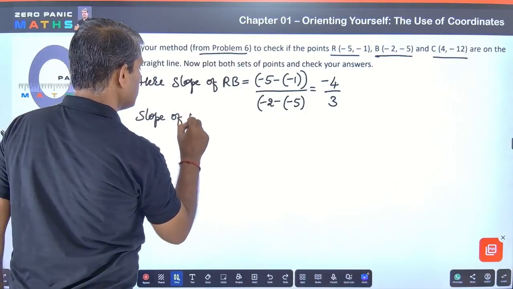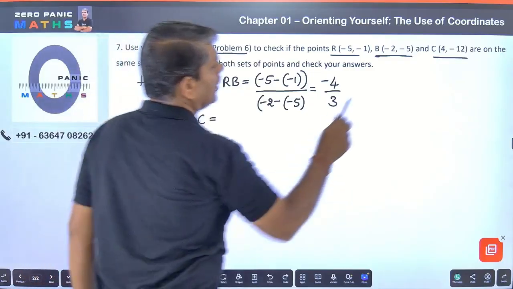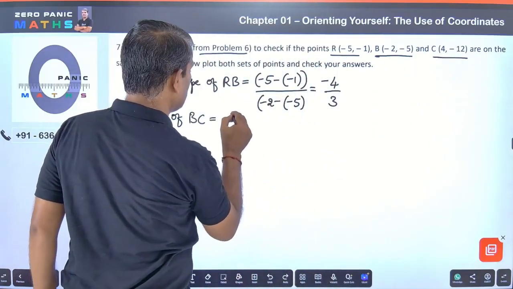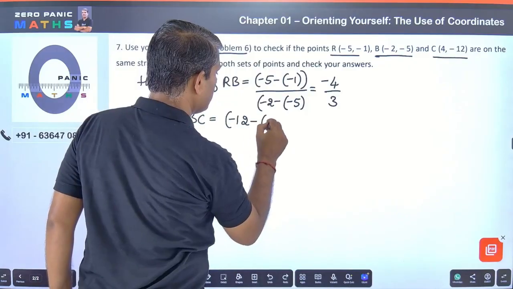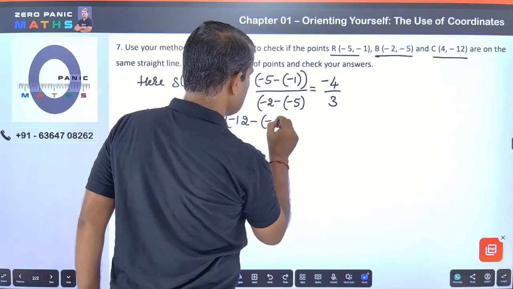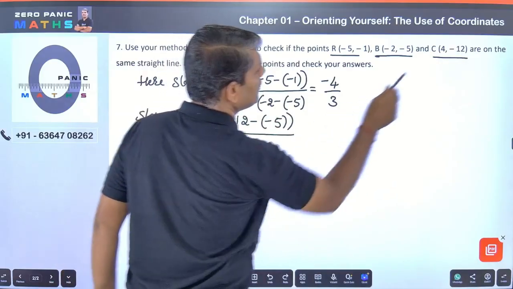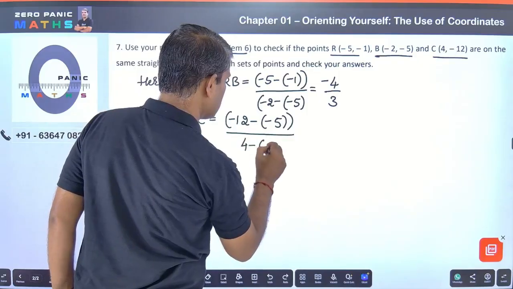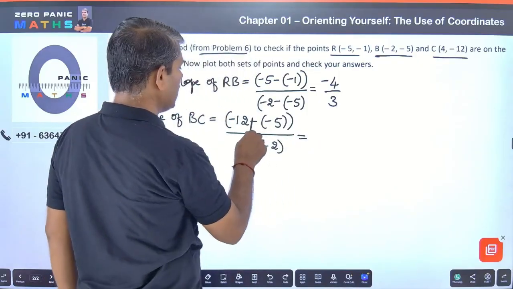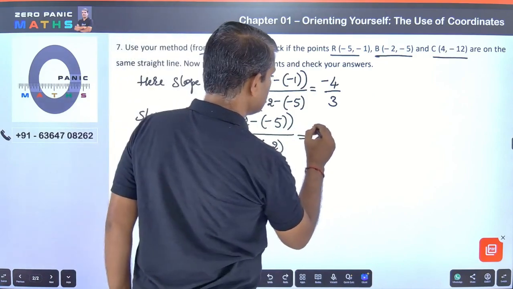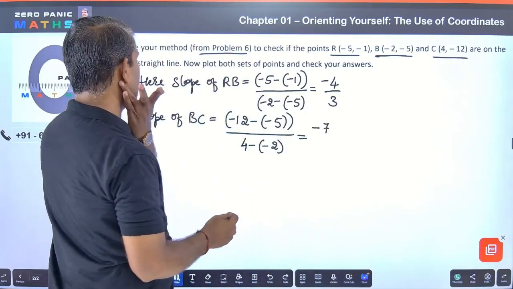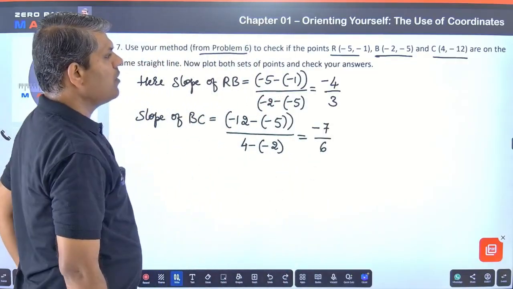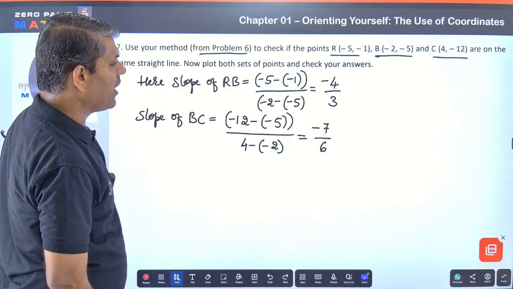Slope of BC. Y2 minus y1. What is y2? Y2 is minus 12 and minus of minus 5, minus 5. Y2 minus y1, and this is x2 minus x1, 4 minus of minus 2. And what is this? It is plus 5 minus 12, which is minus 7. So it is 4 plus 2, which is 6. So it is minus 4 by 3 and minus 7 by 6.